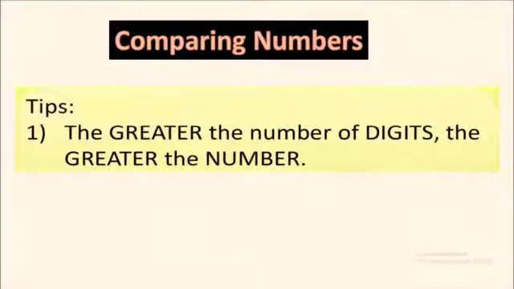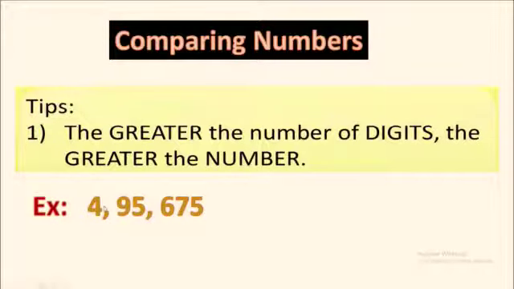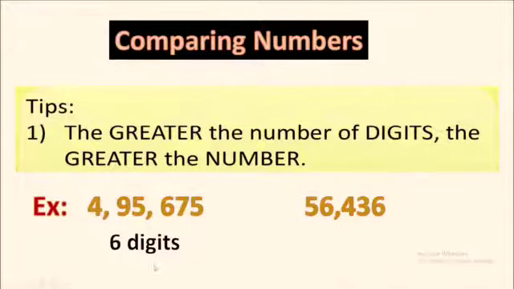So the first tip which will help you in remembering how to compare is, the greater the number of digits, the greater the number. Now the number of digits are greater, then that number will become greater. Let us see with an example. So here we have 4,95,675, and we are going to compare it with 56,436. So here this is a 6-digit number and this is a 5-digit number.